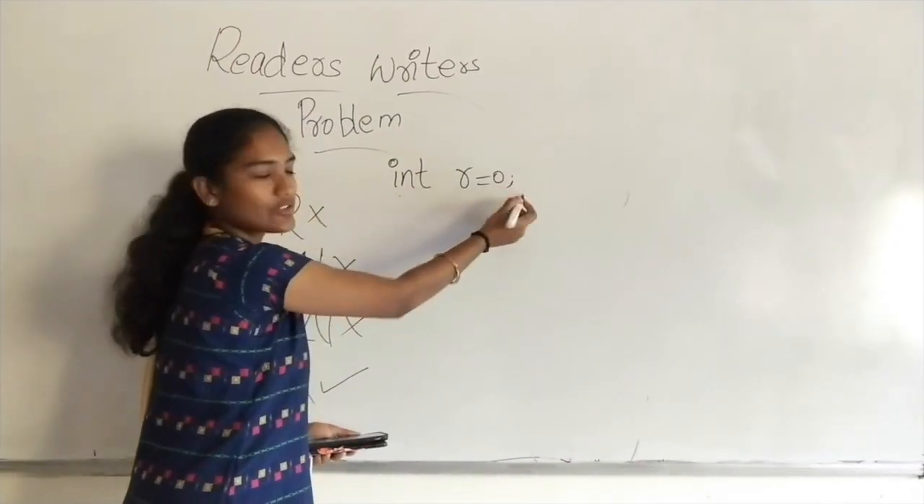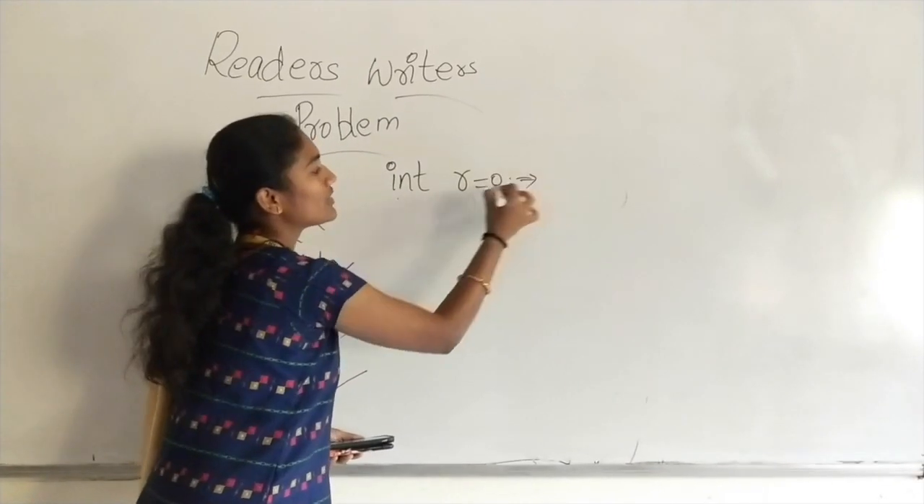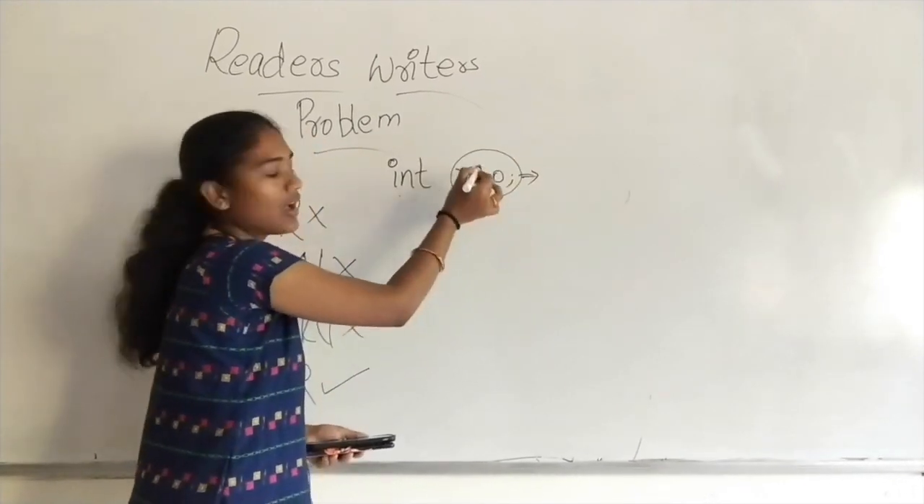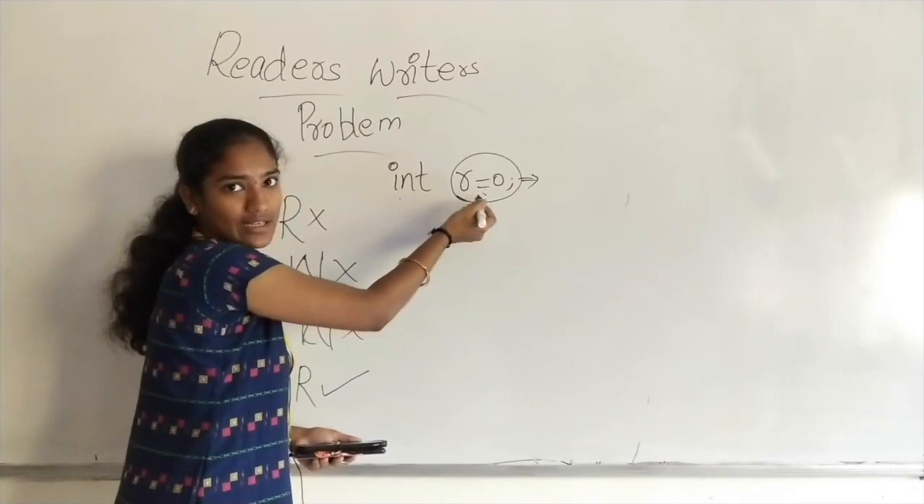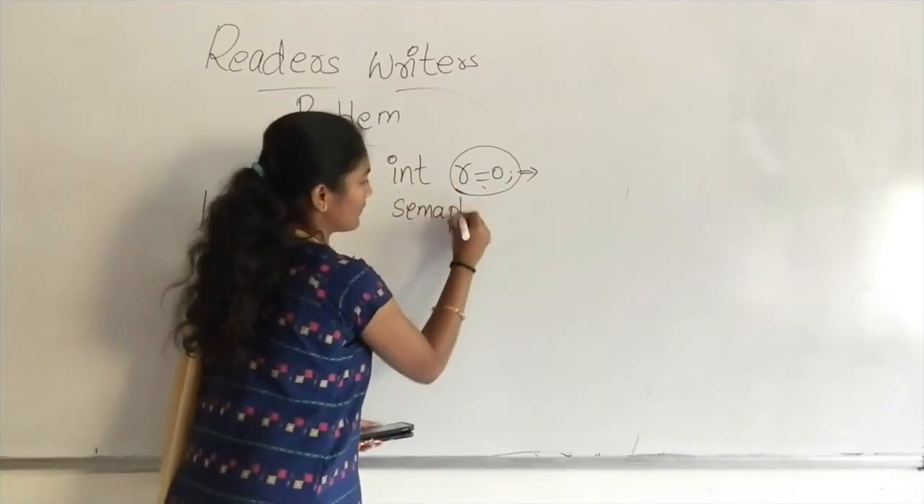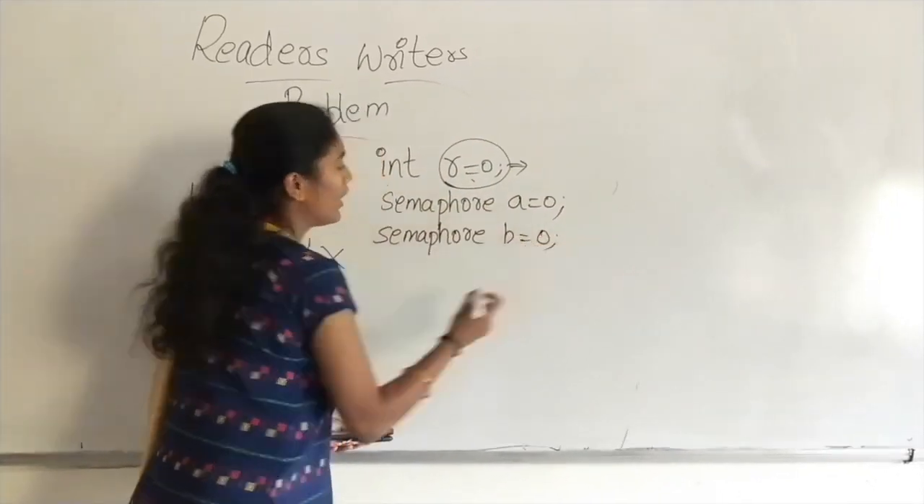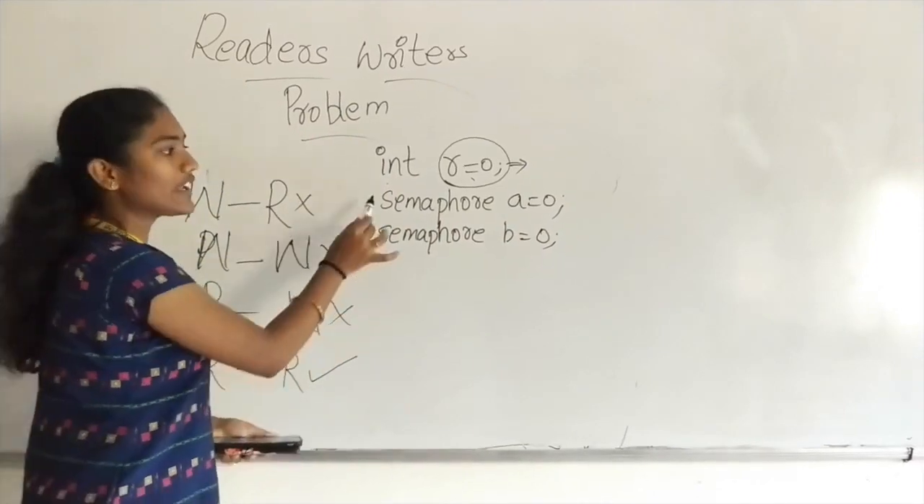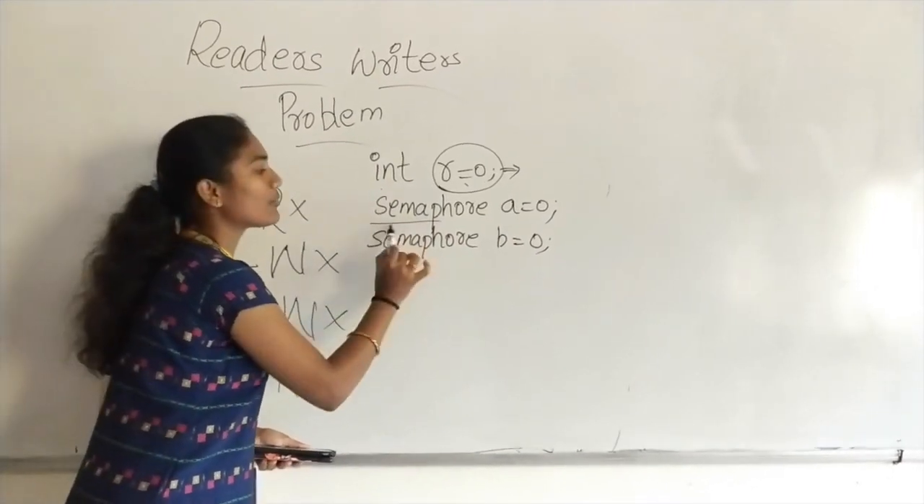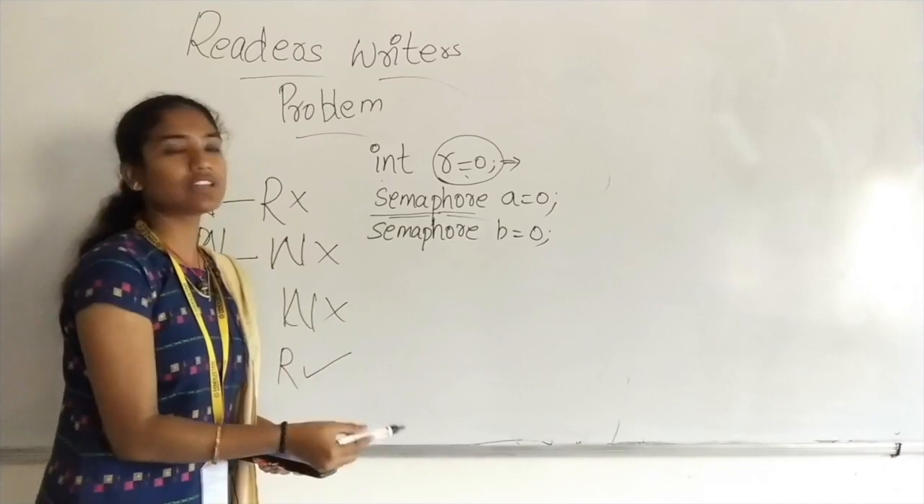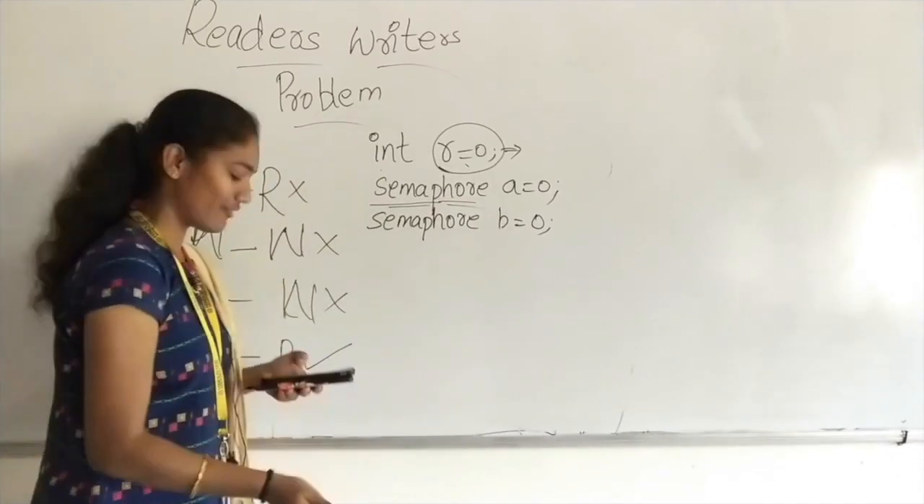int r = 0. It gives the number of readers who want to access the data in the database. To achieve this, we need semaphores. Semaphores are binary variables which allow only the values 0 and 1.